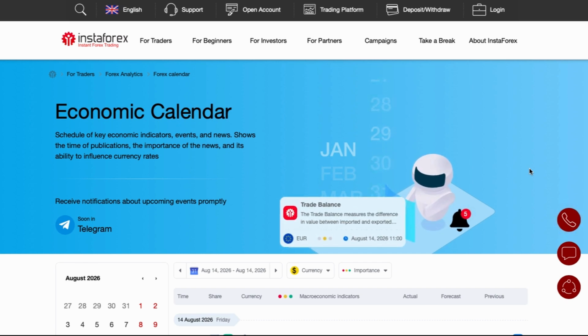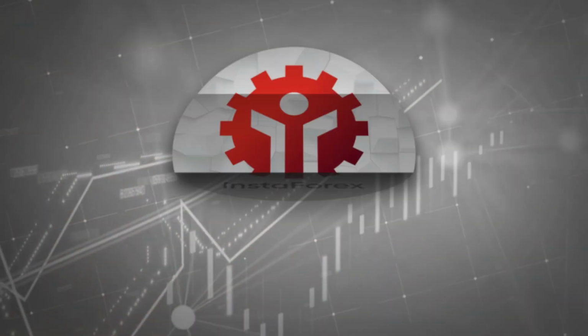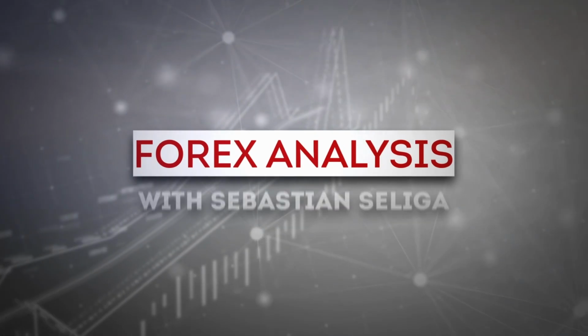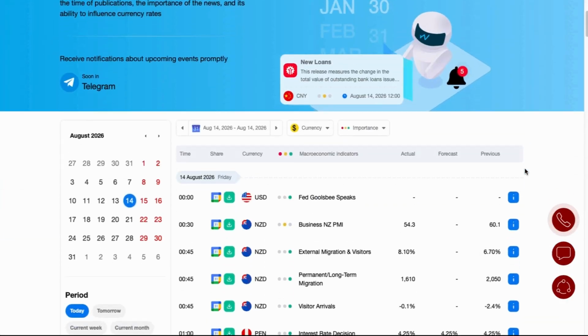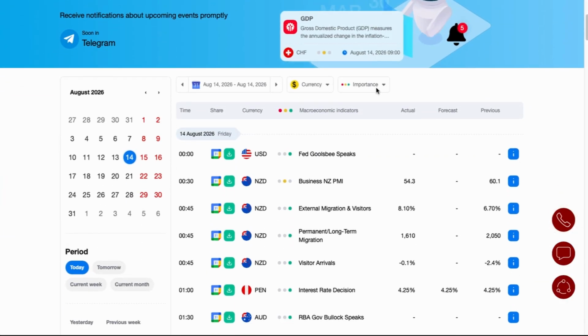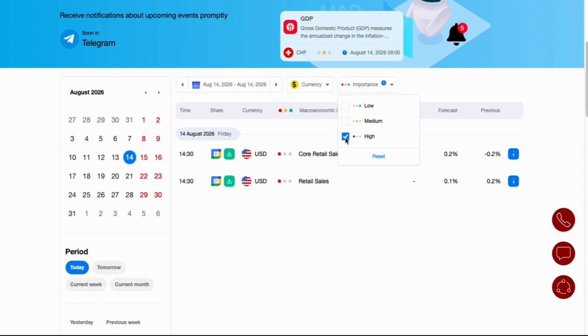Today is Friday, August 14th, 2026. Let's take a look at the Forex economic calendar for today. Only high important data releases are here on this calendar. As you can see, there are only two high important data releases, all from the USA.